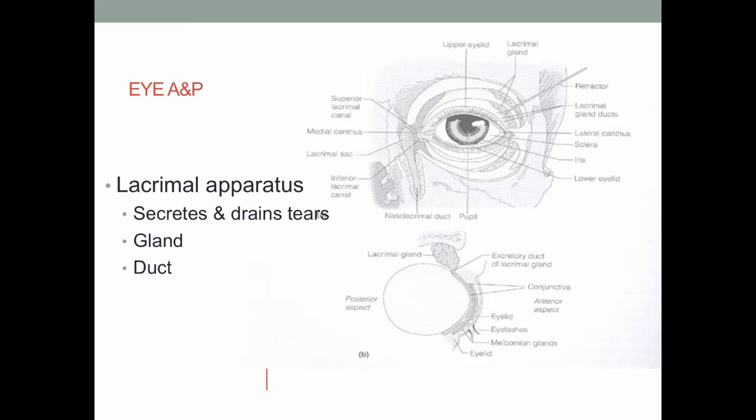Now, also remember, for the eye anatomy and physiology, it's important, especially in pediatrics and the newborn, early infancy, to think about the lacrimal apparatus that secretes and drains the tears. And you have both the lacrimal gland, and you have the tears that then wash from that upper outer corner of the eye across to the inner canthus and into the lacrimal sac and into the duct draining into the nose.